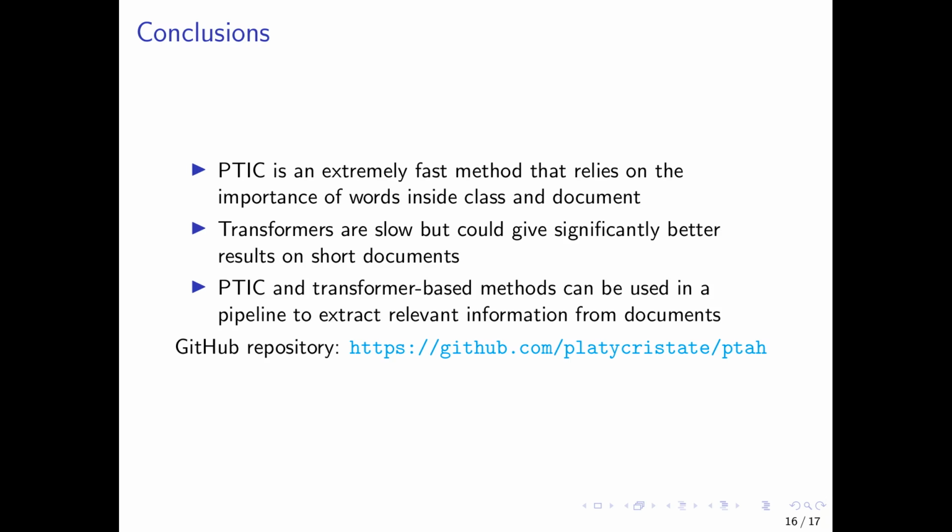And conclusions. PTIC is an extremely fast method that accounts for the importance of the words inside the class and inside the documents that are under consideration. Transformers are slow, but could give significantly better results on short documents when compared to methods that do not account for context. We showed that in both cases it is possible to obtain reliable results, which makes it possible to significantly improve the automation of DILI text classification.